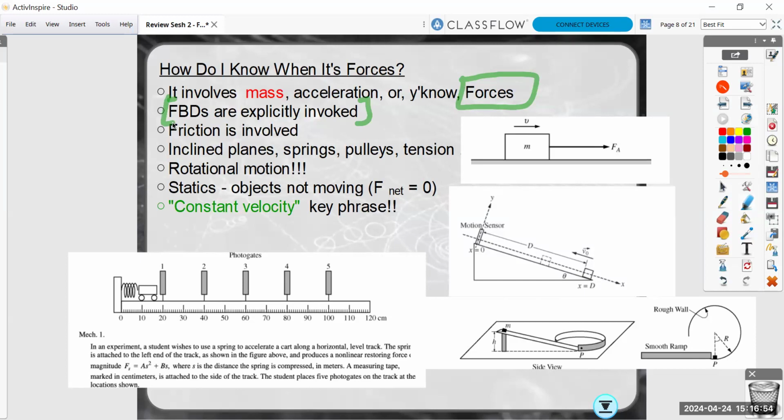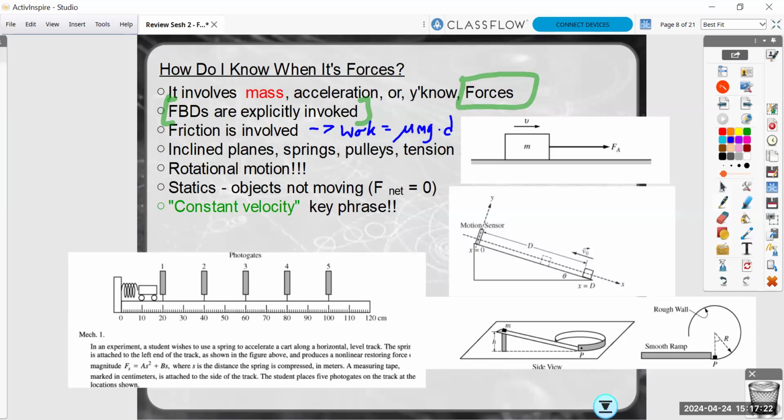A lot of times when friction is involved, it's either a forces question, sometimes it's a work question. But even when it's a work question, you need to be like, oh, well, I know that my friction force is like mu mg times d or whatever. So if friction is involved, usually I at least want to consider forces. Anything having to do with inclined planes or springs or pulleys or tension, a lot of times has a good chance of being a forces question.